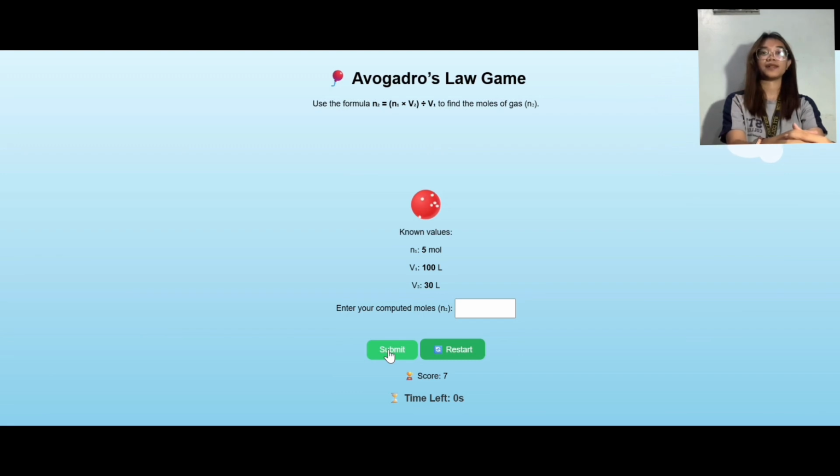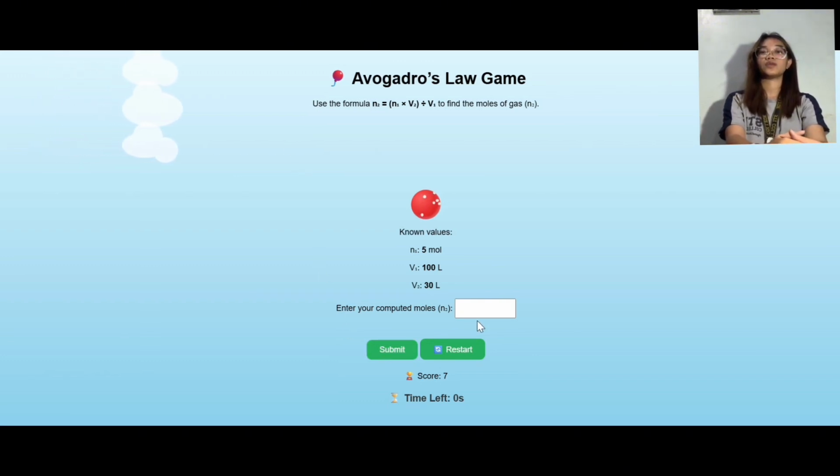The game helps you practice until you find the right number and also helps us calculate Avogadro's law. Let's think of a real-life example. When a car airbag goes off, it fills with gas. The amount of gas has to be just right to fill the bag without bursting it.